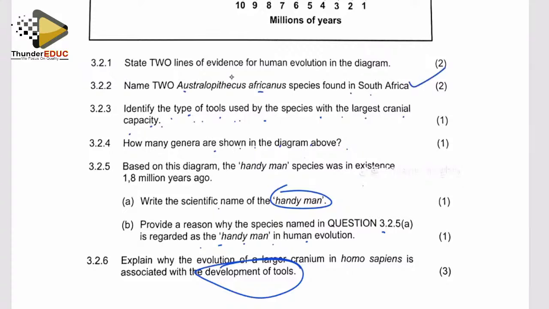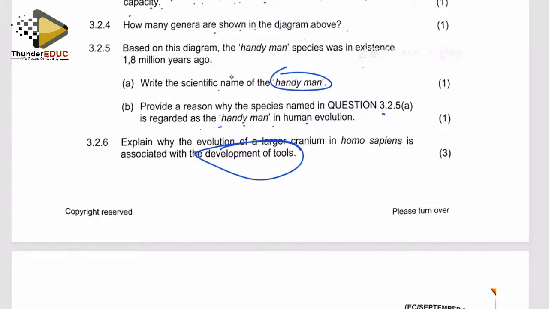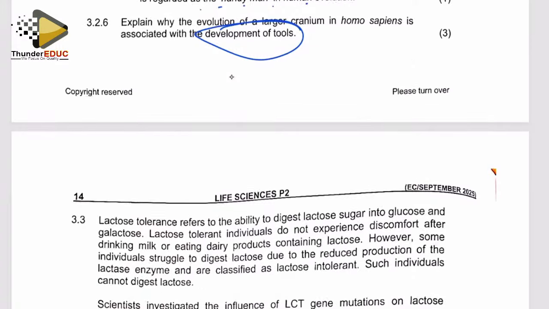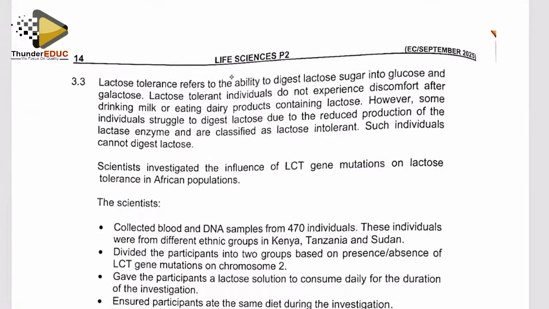So we can say the increase in the brain will lead to increased intelligence. Actually, when you have a large brain, you're going to have more brain cells, which leads to increased intelligence and then leads to the development of more complex tools. So an increased brain size means increased intelligence, and this means that you're going to develop more complex tools.